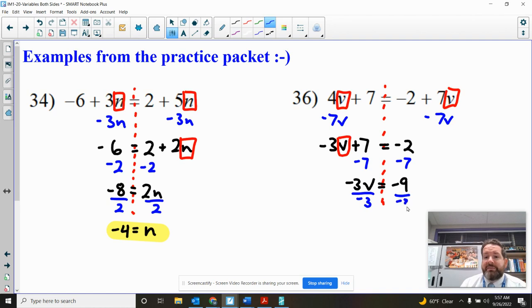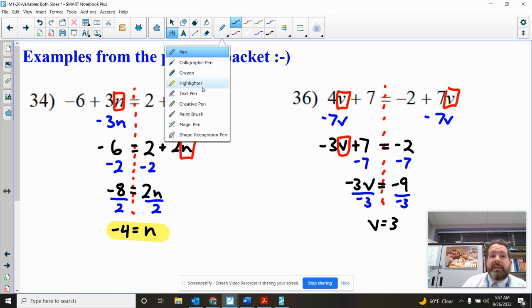And then lastly, it's negative 3 times this v. So we'll do a division by that negative 3 to undo that multiplication. Those reduce down just to 1v, and negative divided by negative is positive. 9 divided by 3 should be 3.